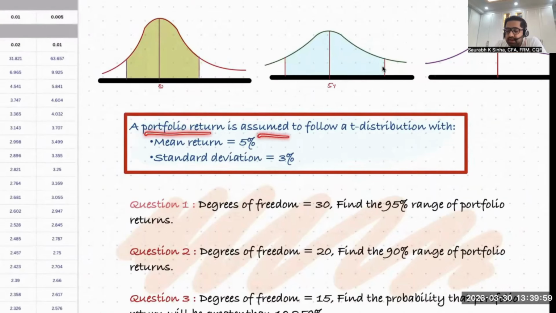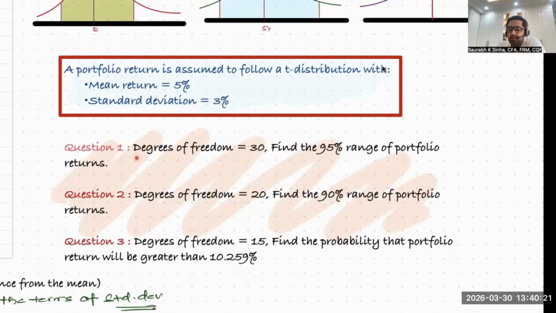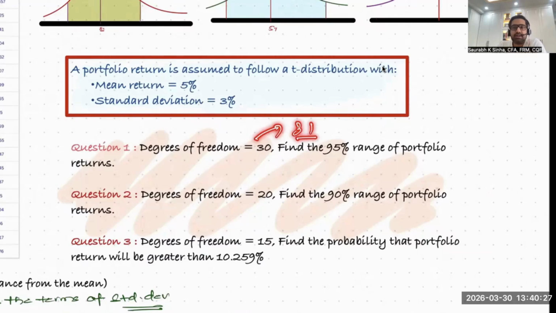The portfolio return is assumed to follow a T distribution. So basically I'm taking a sample, and the sample distribution is a T distribution with a mean return of 5% and a standard deviation of 3%. The first question is for degree of freedom 30. If the degree of freedom is 30, please understand the sample size is 31. And for the 31 sample size, you have calculated the mean return and the standard deviation. Find the 95% range of portfolio return.